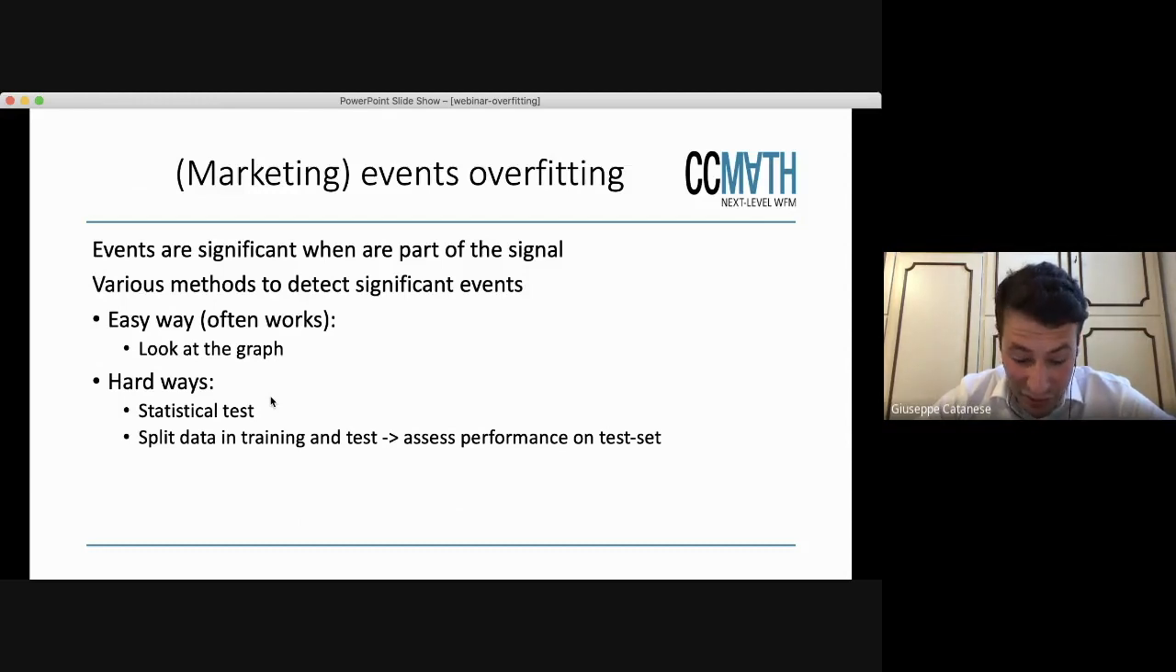This works really often. It's not super correct from a statistical point of view, but it's already something. It contains some reasoning, and it avoids just guessing. And then we have hard ways. One hard way is a statistical test. Another one is splitting the data between training and test, so basically you assess the performance of your model on the test set.